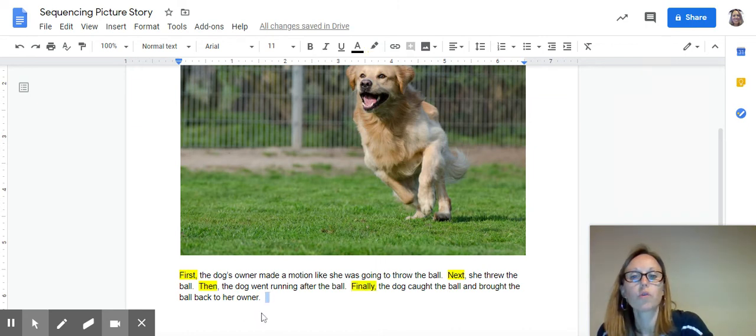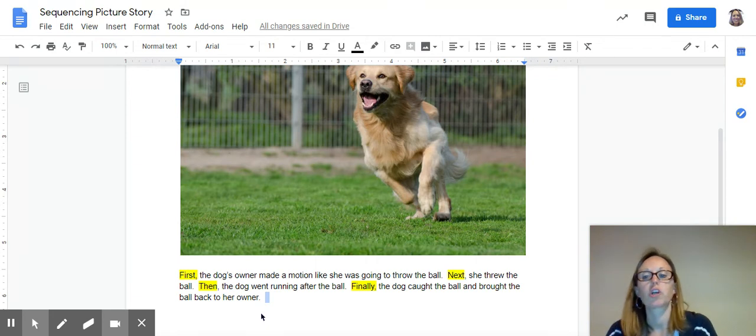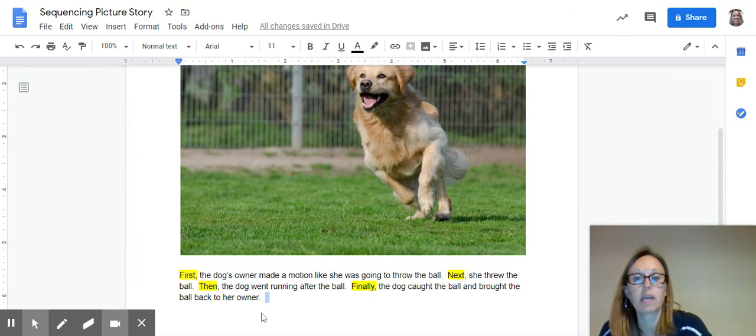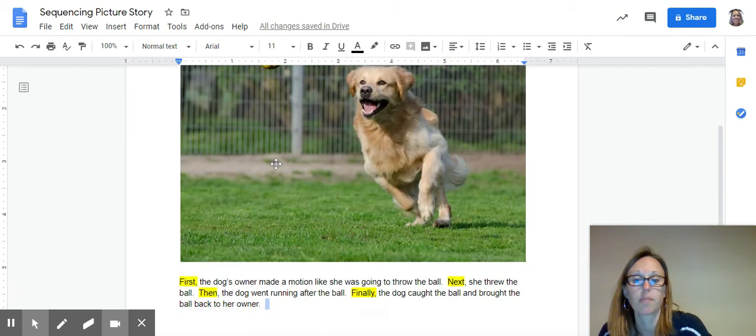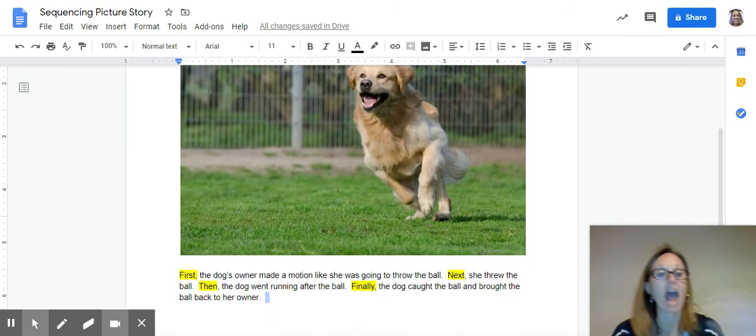Okay, so you're just looking at this picture and you're thinking, what happened before this picture? What's happening in the picture? You're seeing that the ball is in the air and the dog's running after that ball, or the dog's eyes are at least set on that ball, so you think the dog's going to catch that ball. And then what's going to happen after the picture?